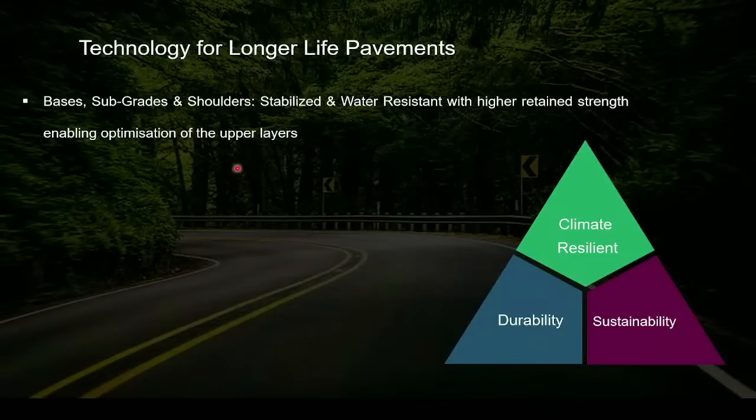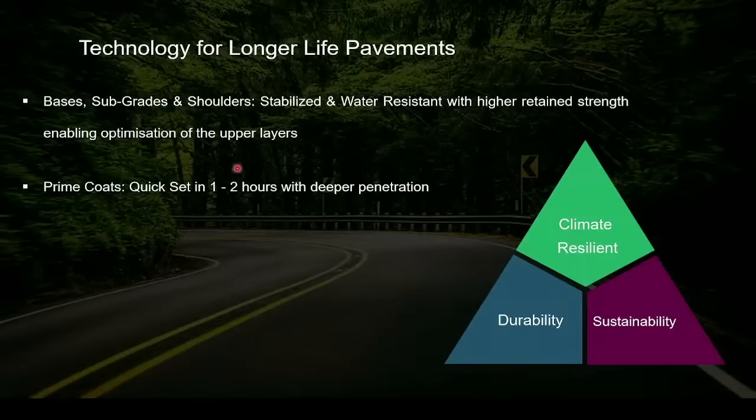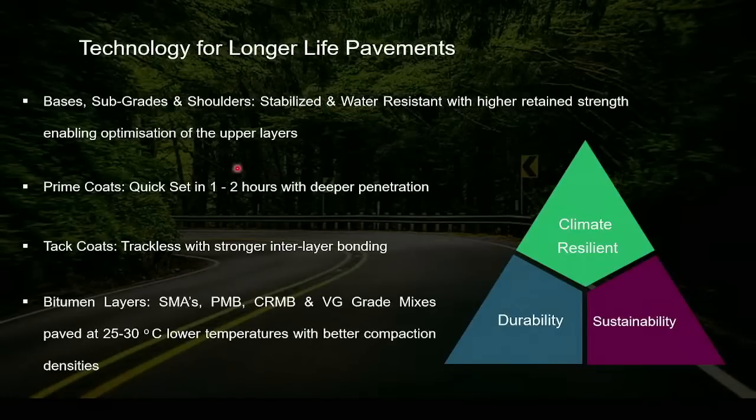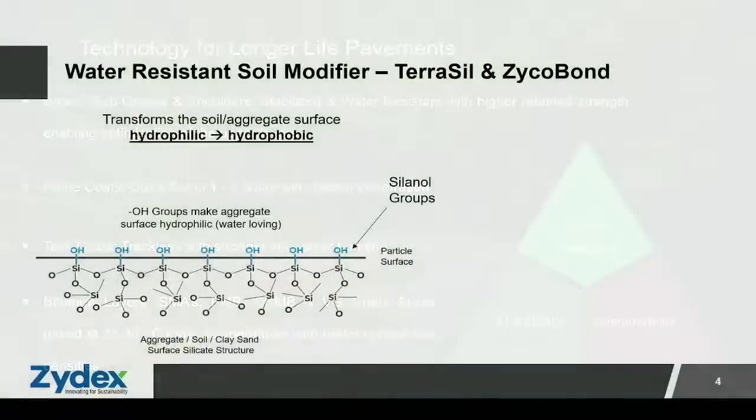We have solutions for the bases, sub-bases, and subgrades, that is, stabilized, water resistant layers with high retained strength, in the optimization of the upper layers. We also have solutions for the prime coat, tack coats, as well as the bitumen layers, which I'll discuss in future slides. For soil layers, we have two chemical additives, Terrasil and Zycobond. We are essentially transforming the soil surface from hydrophilic to hydrophobic.